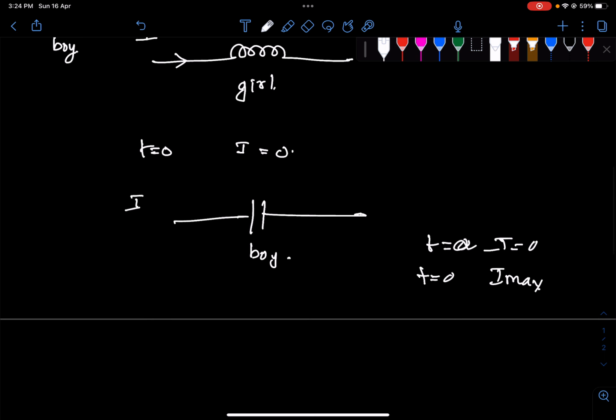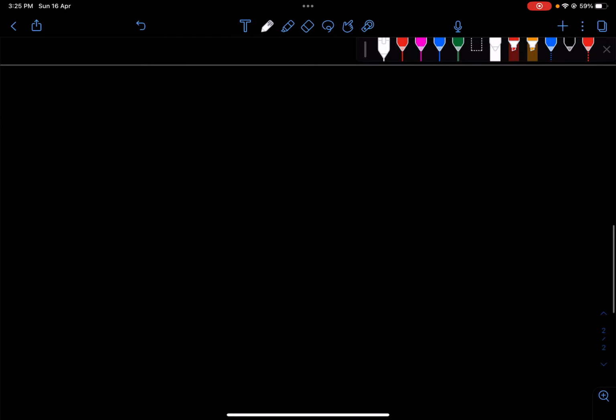I have only mentioned the initial case and the final case, and in between there is a change in the current, as well as, for a capacitor, a change in the voltage across it. So the capacitor and the inductor are energy storing devices in a circuit. In between, the current through the inductor will change, and the voltage across the capacitor will also change.